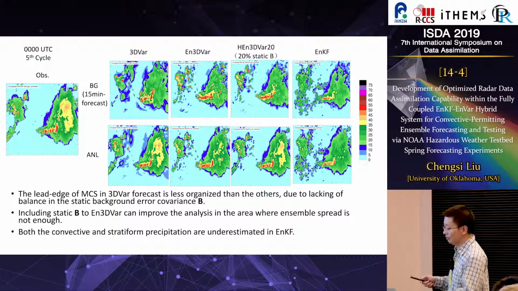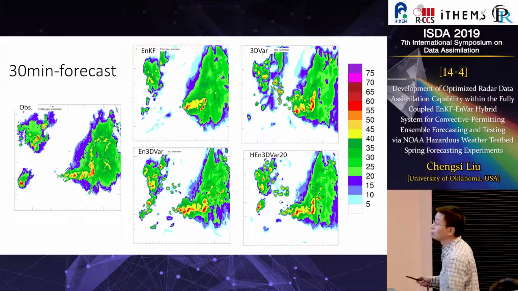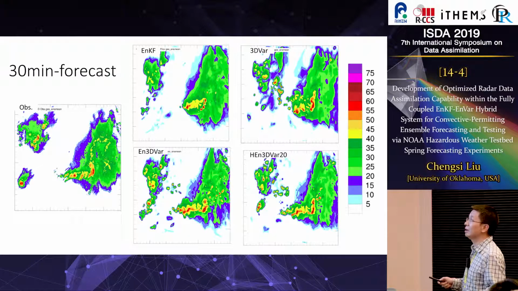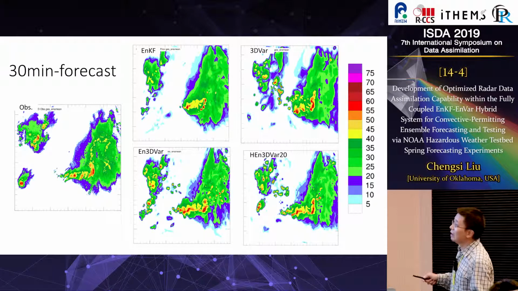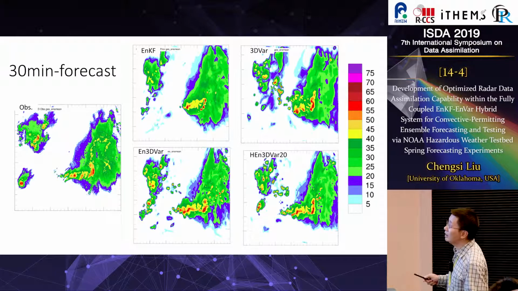Also, we see some spurious. It seems the clean air cannot successfully suppress the spurious. This is the 30-minute forecast. I think it's the same story. Hybrid EnVar with the 20% static B can give a good forecast, the best forecast. The EnKF seems to underestimate, and 3DVar looks like it has a lot of spurious and cannot maintain the MCS leading edge.